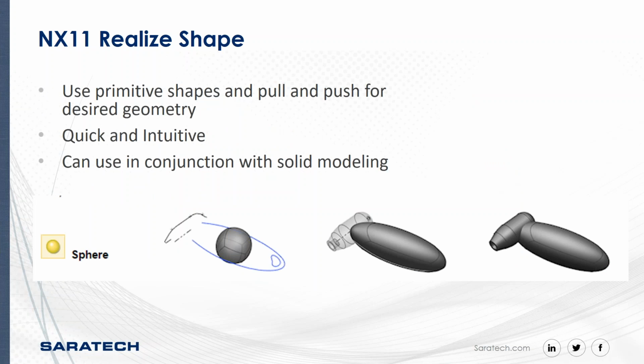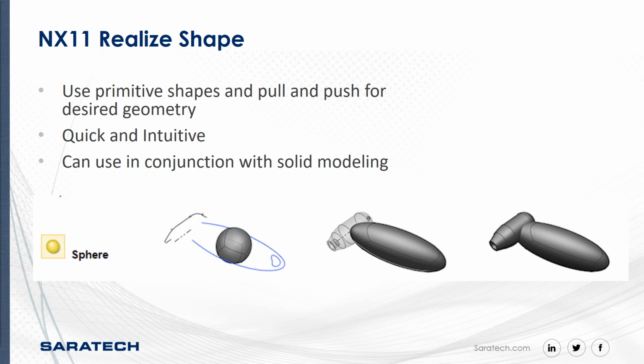Now, NX Realize Shape might not be new to you guys. It's been available since NX9, but since then there have been great and significant changes to the Realize Shape tool that have made it much easier to use. The way NX11's Realize Shape function works is very similar to NX9 or NX10 in that it uses primitive shapes that you can then pull and push for the desired geometry.